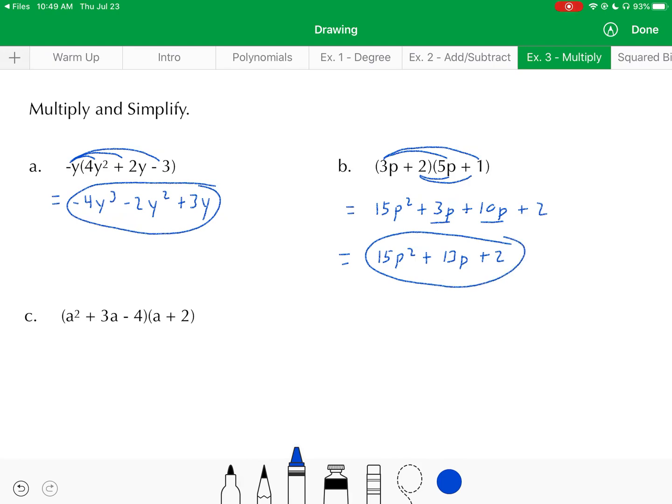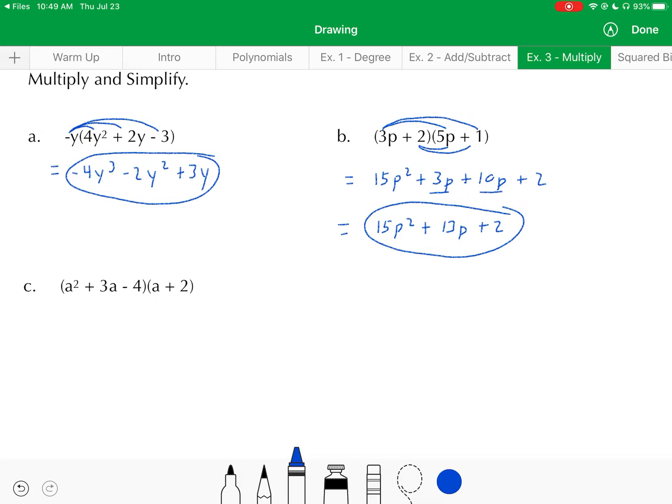All right. Third example, we've got a trinomial times a binomial. Once again, just distribute each term of the trinomial to each term of the binomial. So starting with a squared times a, that's going to give you a cubed. A squared times 2 will give you 2a squared. Then I'll do 3a times a, that's 3a squared. 3a times 2 is 6a. Then I'll also do negative 4 times a, negative 4 times 2.